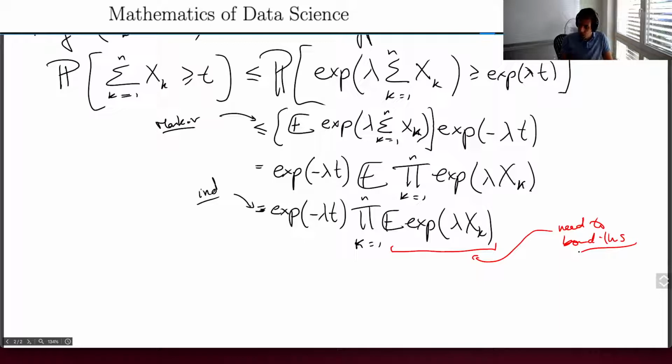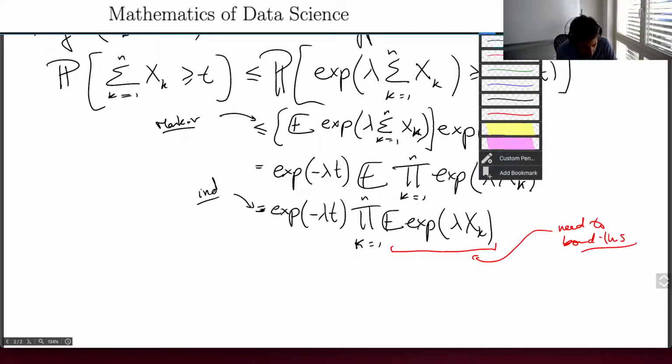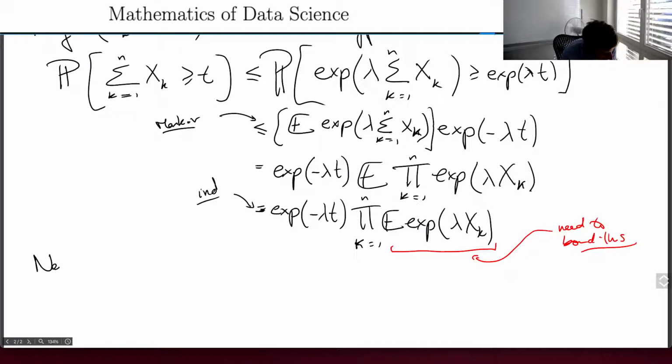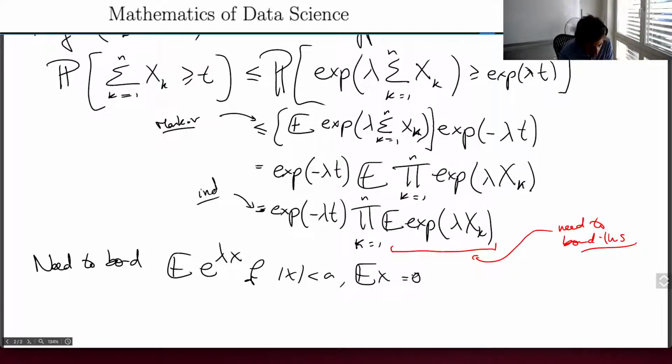And in particular, by doing that, we wouldn't be using the fact that the random variable is centered, and this is of course very important, right? We need to use this. So now we need to bound the exponential e to the lambda x for x always smaller than a and centered. Okay, so this is what we need to do. So how do we do this?